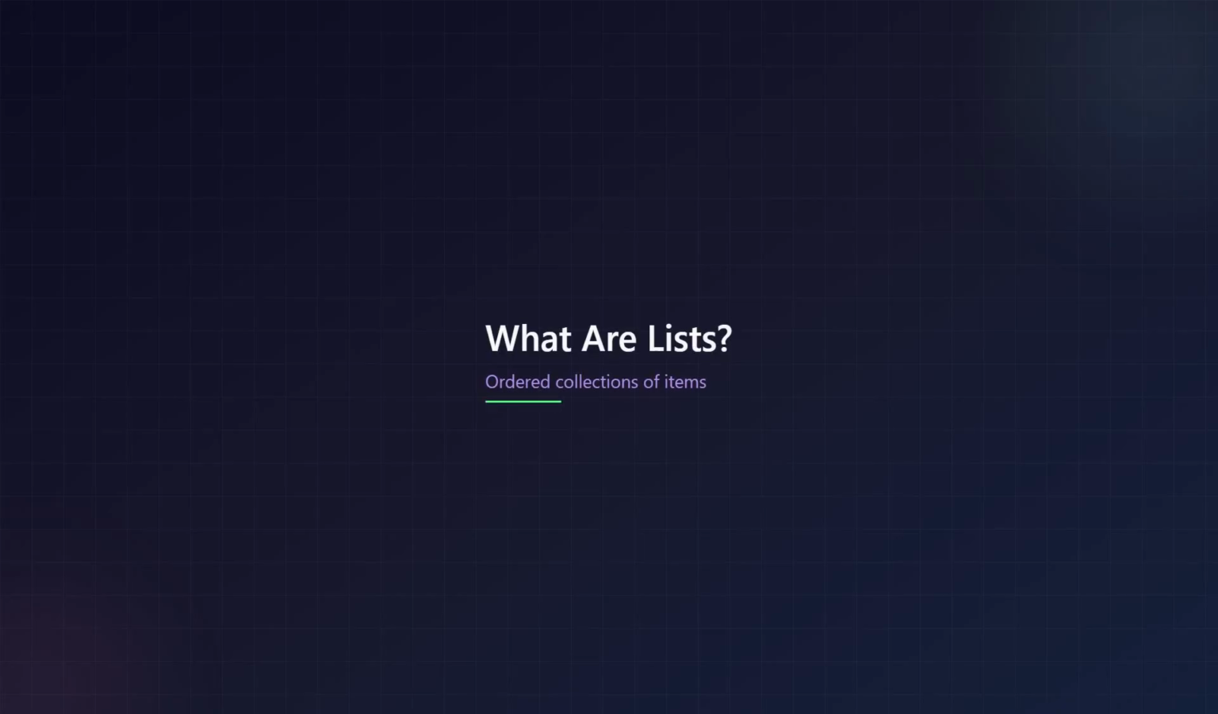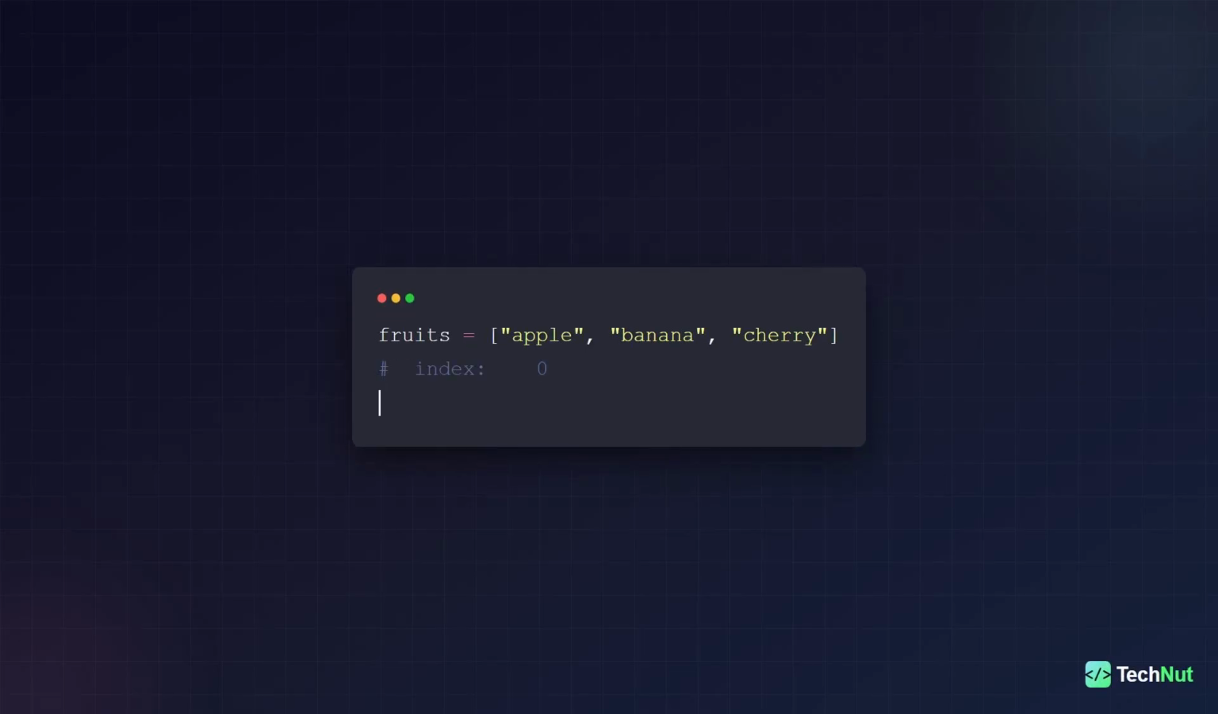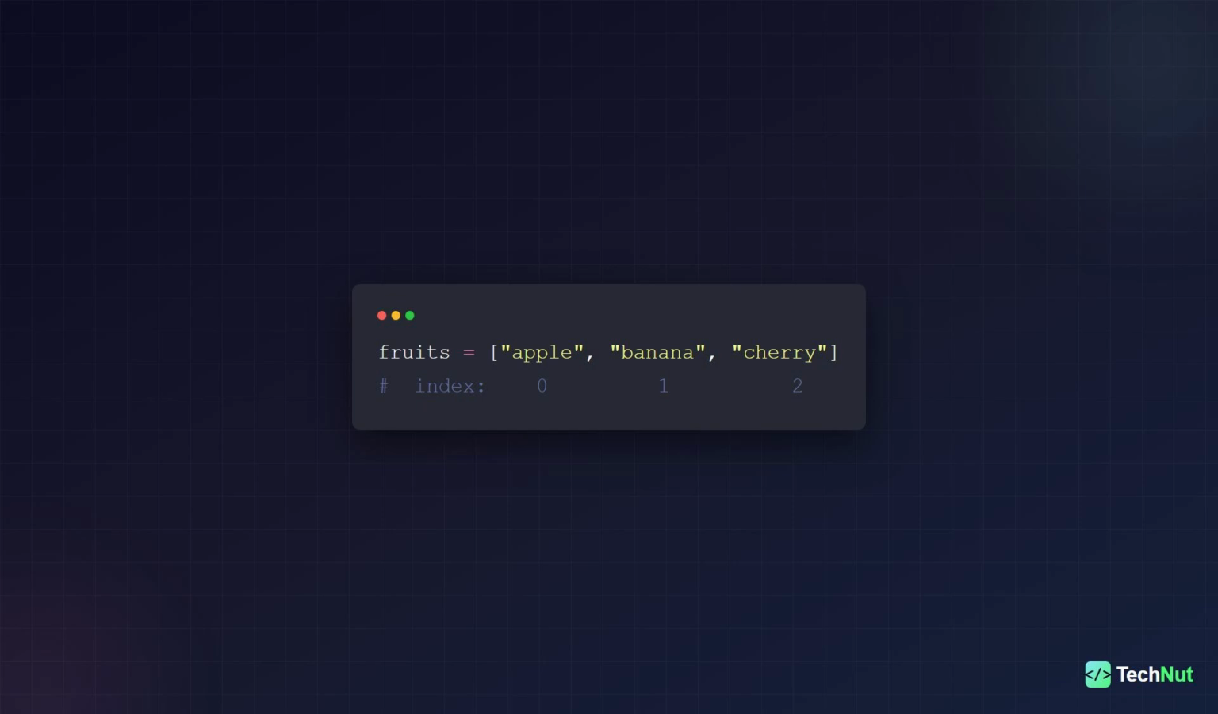A list is an ordered collection of items. You create one with square brackets and separate items with commas. Here we have a list of 3 fruits. Each item has a position. This is called an index. Python starts counting at 0, not 1. So, apple is at index 0, banana is at index 1, cherry is at index 2.